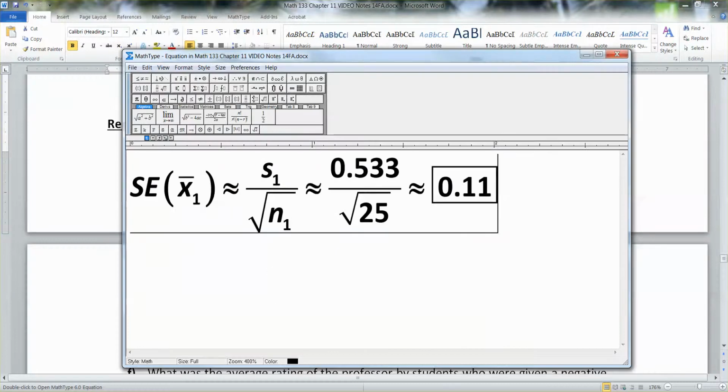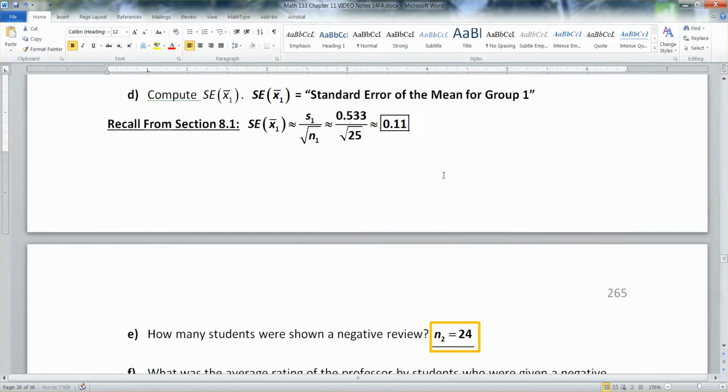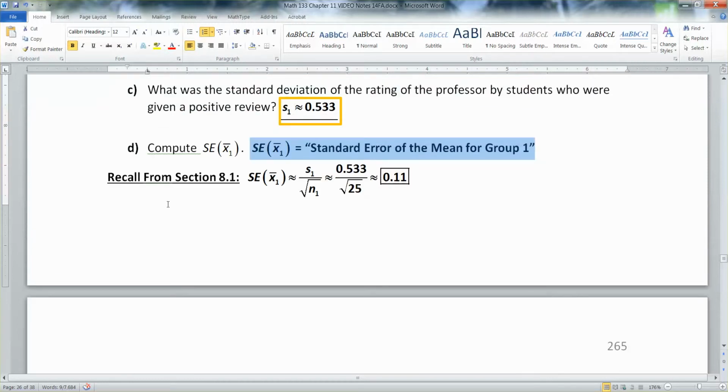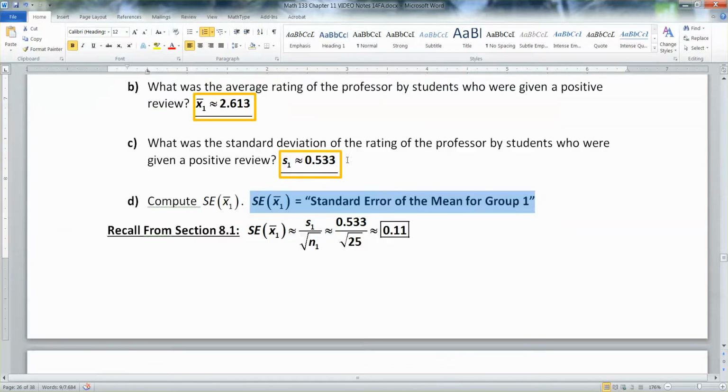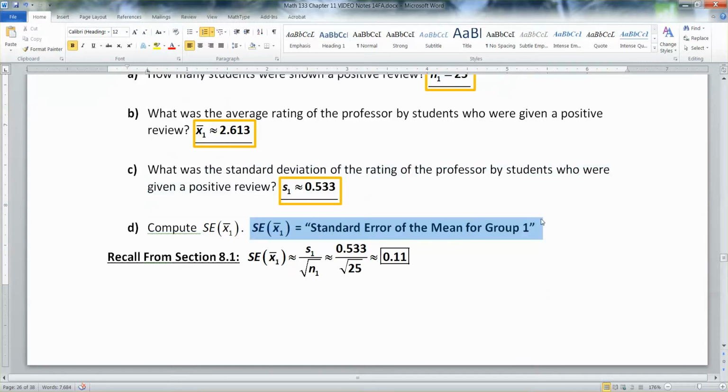And just in case you don't believe me, if I take 0.533 and divide it by the square root of 25, I get about 0.11, 0.1066. All right, so that's where that came from. And I also just throw it up here real quick. What SE stands for, remember, is standard error. Standard error of the mean for group 1. It's the spread, but for group means rather than for individuals. Standard deviation is for individuals. So this is for single student scores, and this is for the group of students, average.